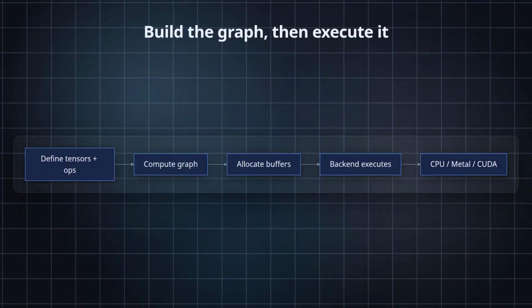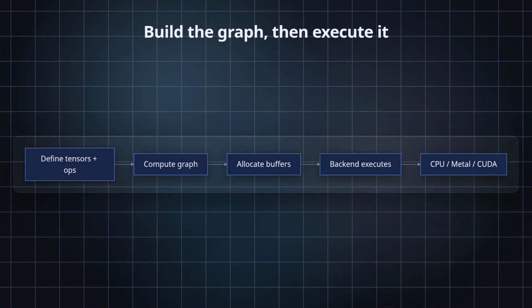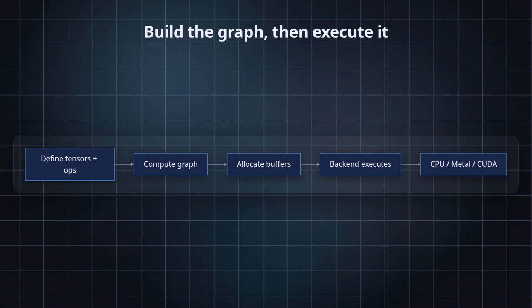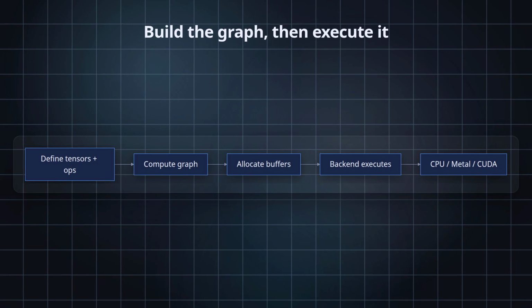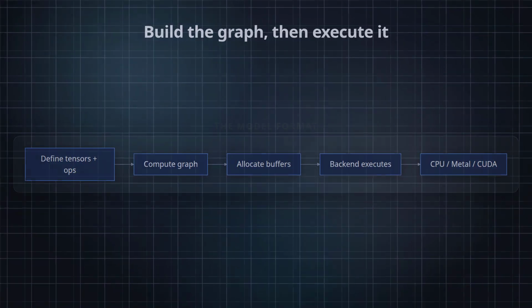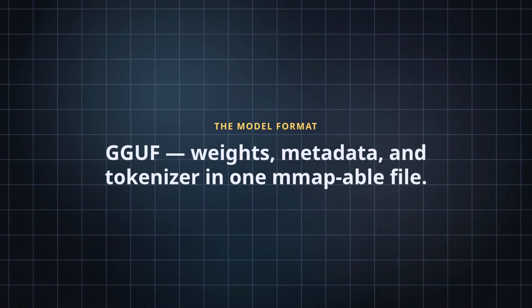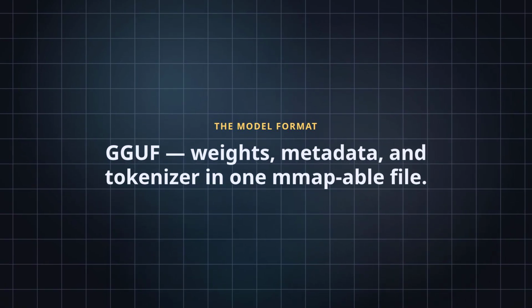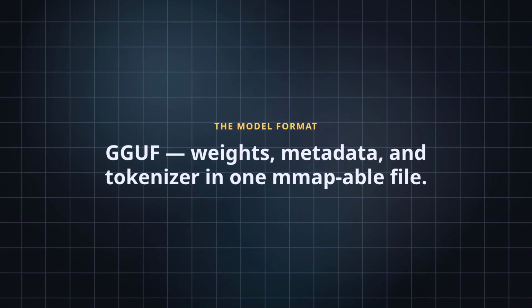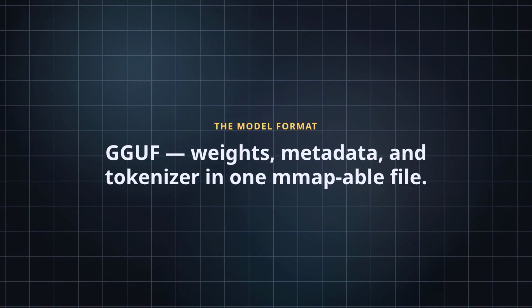Because each tensor remembers the operation and the inputs that made it, the whole forward pass is a graph. ggml first builds that graph symbolically, then hands it to a backend to execute. Build first, run second. Models are distributed as a single GGUF file. One file holds the quantized weights, the architecture metadata, and the tokenizer together, so a model is one download you can memory map straight off disk.